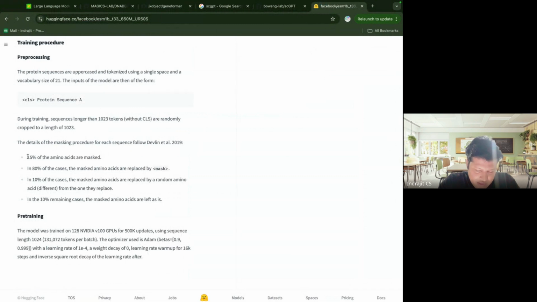So how they train it is just like normal BERT models. 15% of amino acids are masked, and in 80% of the cases the masked amino acids are replaced by the mask token, and in 10% of the cases the masked amino acids are replaced by a random amino acid. So you know how a BERT model works, right? If you have a sequence, some percentage of it is masked; you can choose that percentage, but let's say 15% and 80%. So we are able to force the model to predict, fill in the blanks kind of thing, right? In layman's terms, it helps the model to predict the next sequence of tokens and so on.